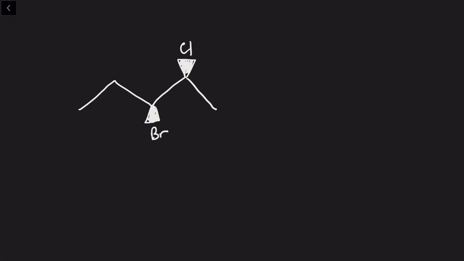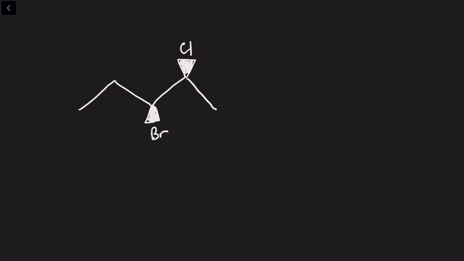Let's look at diastereomers. Diastereomers are stereoisomers, meaning they have the same bonds and the same connectivity, but they're not mirror images of each other. If you remember enantiomers, these are two stereoisomers that are non-superimposable mirror images of each other. Diastereomers are stereoisomers that aren't mirror images.